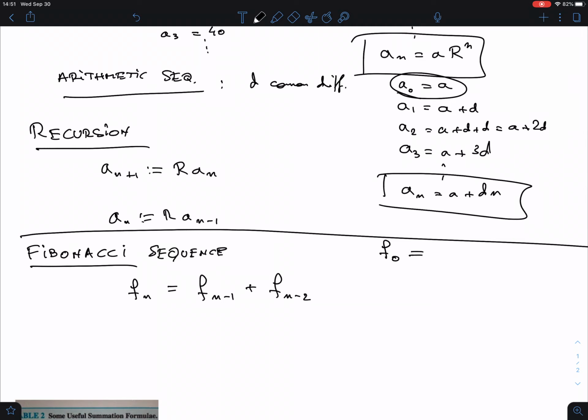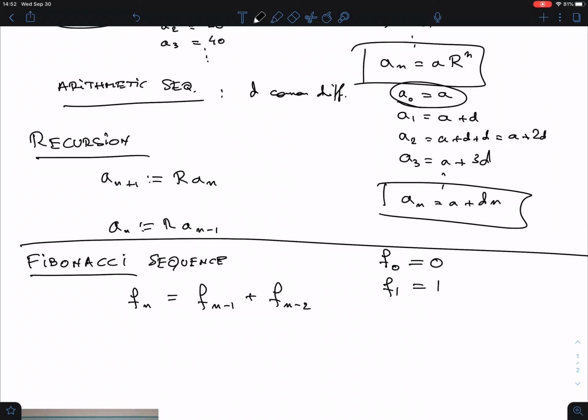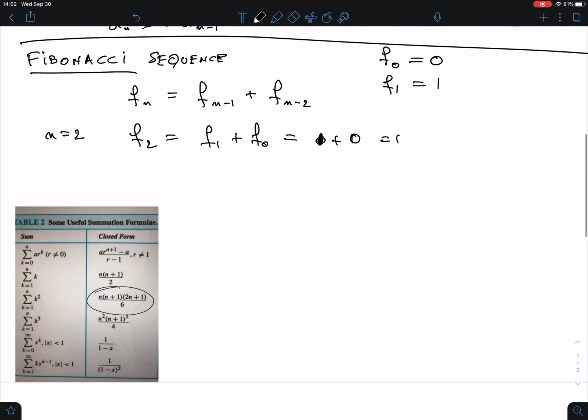Okay, let's say F1 is 1. This is what happens in the Fibonacci sequence. But now I can do everything. See, so let's calculate F2. By this formula, that would be F1 plus F0. Well, that is 1 plus 0. Let me write it in the right order. That is 1. Okay, nothing fancy is happening here.